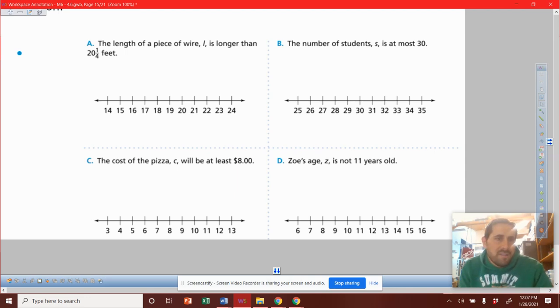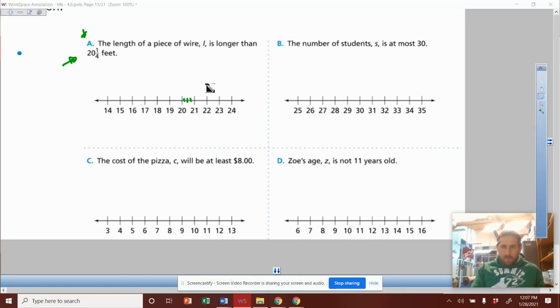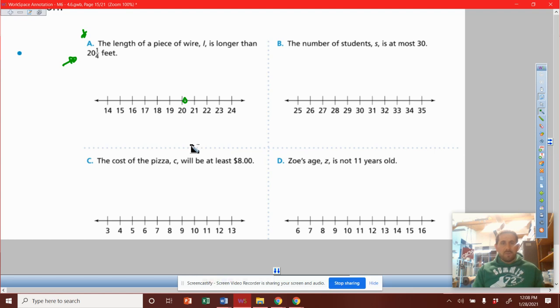So here, it says we're going to look at A first. So we're looking at this guy here. The length of a piece of wire, L, is longer than 20 1/4 of feet. So it's not exactly 20, it's 20 1/4. So where do I put that on a number line? What it's telling me is I can divide this increment from 20 to 21. I can divide it in half, and then I can divide those halves in halves, and then I'd have fourths. So 20 1/4 is not going to be halfway. It's going to be closer to the 20 side, right?